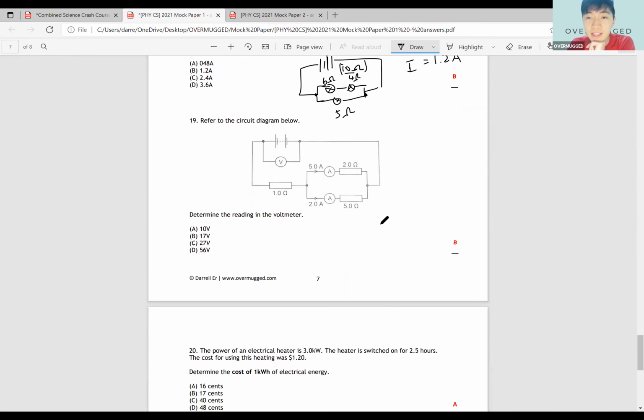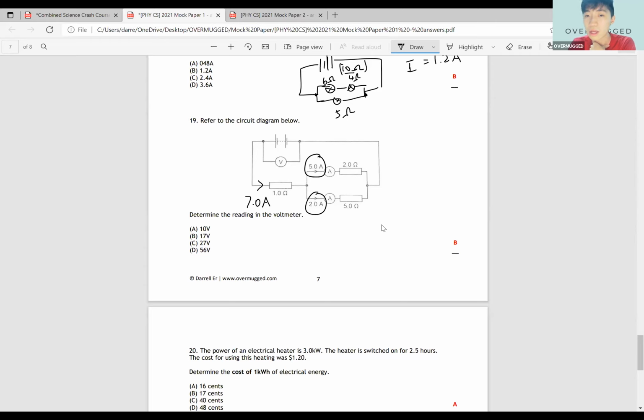Okay, question 19. Another circuit diagram. You're like, oh my God, headache, right? Okay, yes, it's a headache, but don't worry too much about this. Why do I say so? It's because if you take a look at this question, it can be quite straightforward. How do I say so? Here you have 5 and 2. We know that current splits. What this tells us is that the total current is originally 7 ampere. With that, you're almost done.